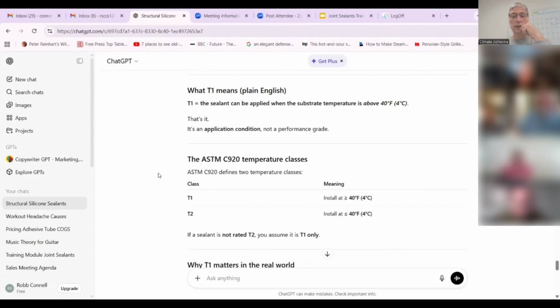It looks like T1 has to do with temperature. So it says T1 is sealants that are installed above 40 degrees, and T2 is less than 40. Okay. Guess I didn't know that one. We're T1. T1 for NS and SL, yes. That's probably just relative to the curing, right? If we get too cool, it's going to take us a little bit longer to cure. Yeah, exactly.